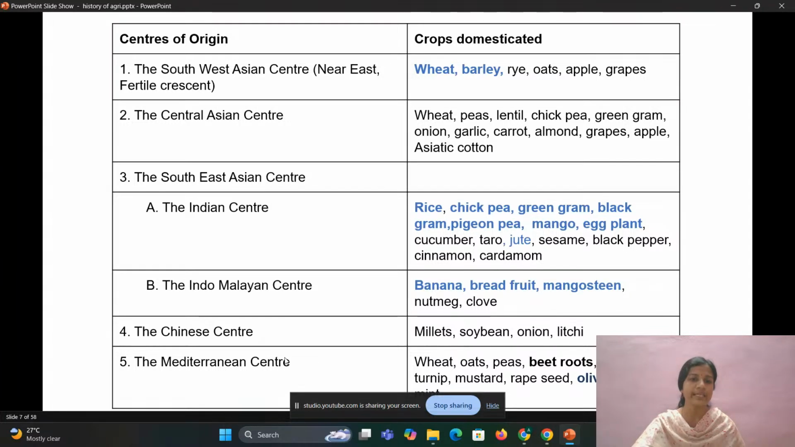Then in Mediterranean regions, wheat was again domesticated there also. That is, simultaneously at different places people started cultivating a particular crop. That's why wheat occurs here and also in the Mediterranean center. But beetroot, olive, pepper, turnip, mustard, rapeseed, all these are believed to have originated in the Mediterranean center.